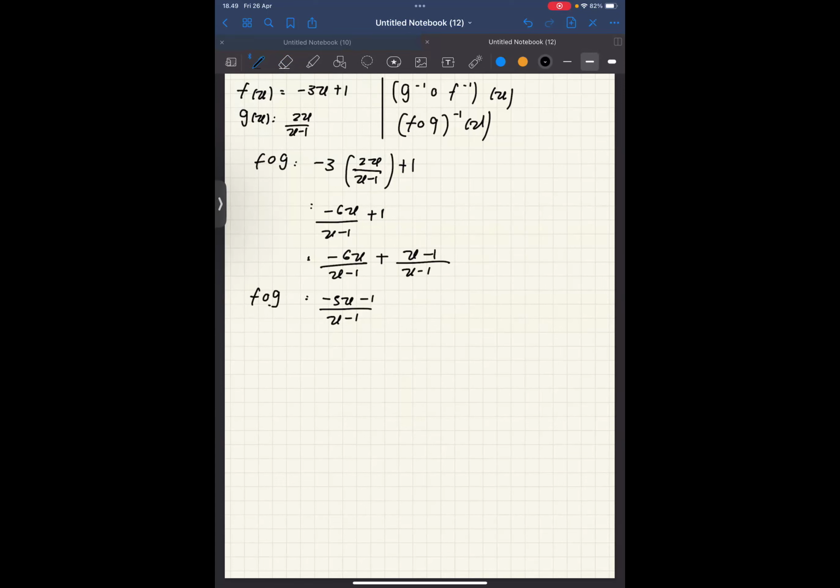We're finding the f of g inverse. So this we can write as the inverse, which we can find by minus dx plus b over cx minus a. So it's going to be x, plus the b, which is minus 1, over the cx, which is x, and minus a, so it's going to be plus 5. This is the value of f of g inverse.